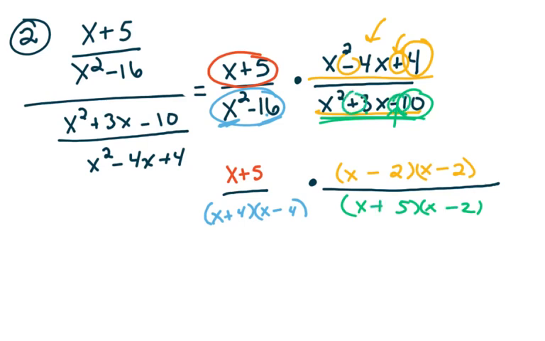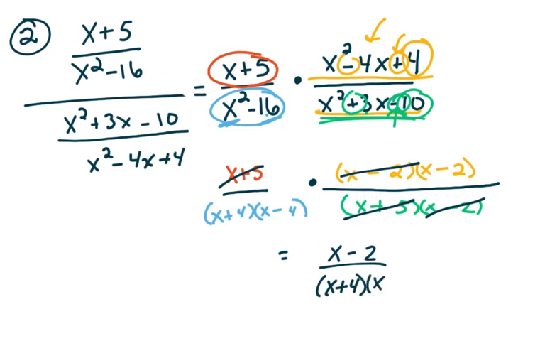Now let's start factoring. So x plus 5 and x plus 5, x minus 2 and x minus 2, and that's it. So in the numerator, we're left with x minus 2, and in the denominator, we're left with x plus 4 times x minus 4.